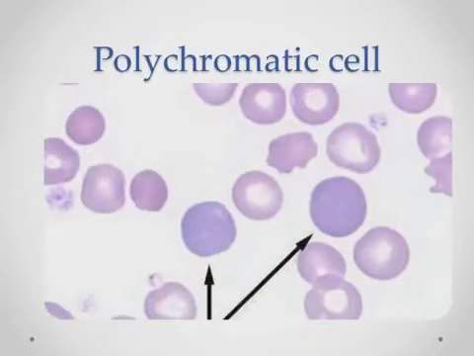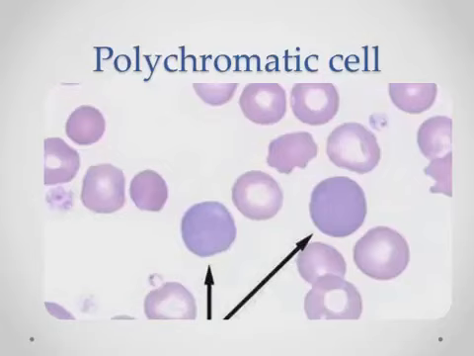Well, we have another cell that is called polychromatic cells, and we see it in the peripheral blood film. What are the polychromatic cells? If we say that this one and this one both are polychromatic cells, what is the difference between this cell and this cell or this cell? If we say this is the normal red blood cell, what is the difference between this and this?